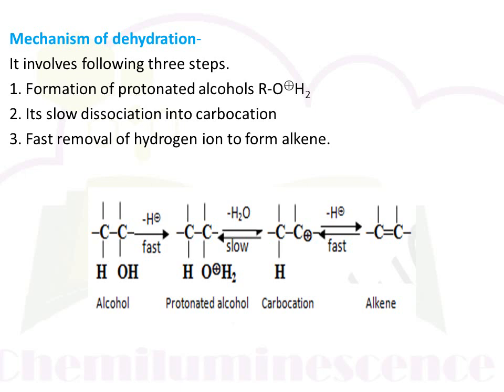The first step is the fastest step, in that the OH group of alcohol gets protonated, that is, it gets a proton from the acidic medium or acid. The second step is the slowest step, in that water is removed from the protonated alcohol and forms a carbocation. Then in the third step, which is again a fast step, hydrogen is removed from the beta carbon and forms an alkene. In this way, the mechanism takes place and alkene is formed from alcohol by dehydration.